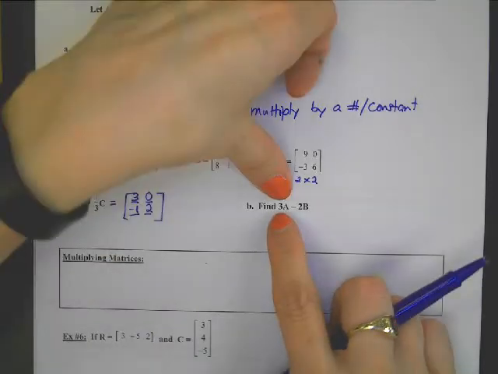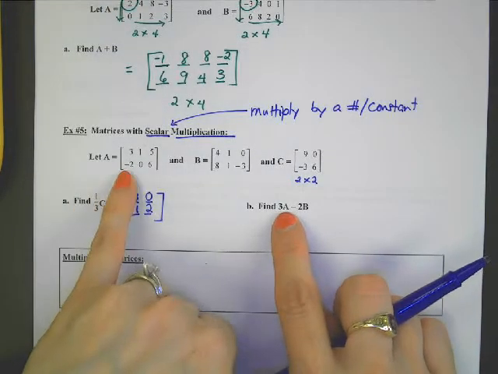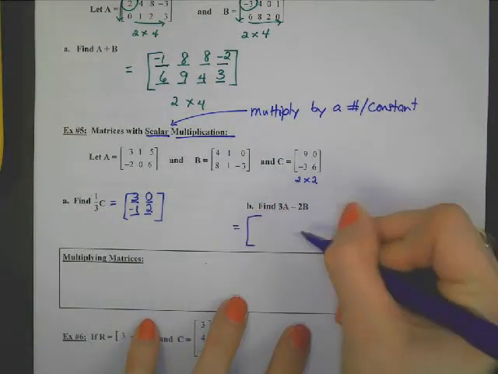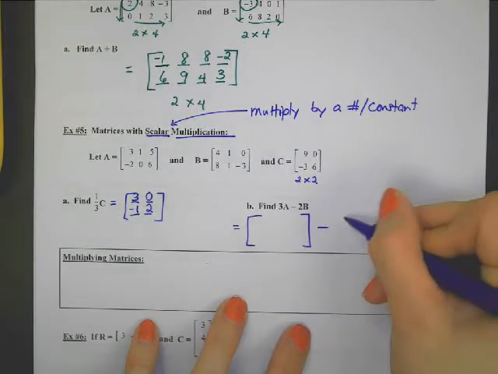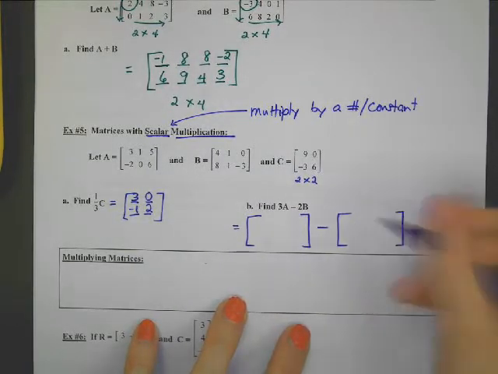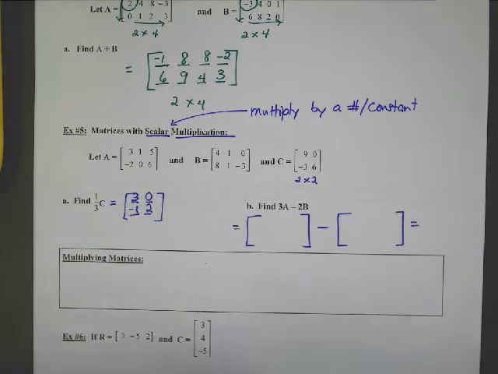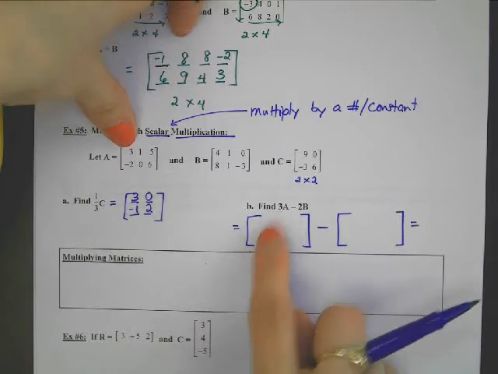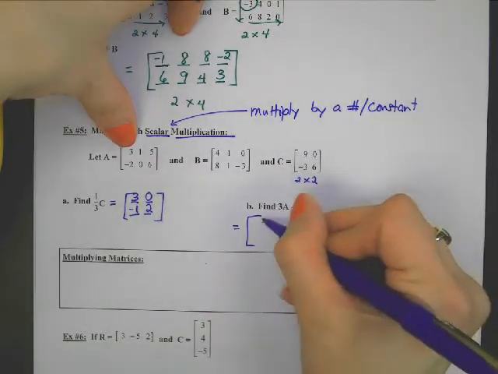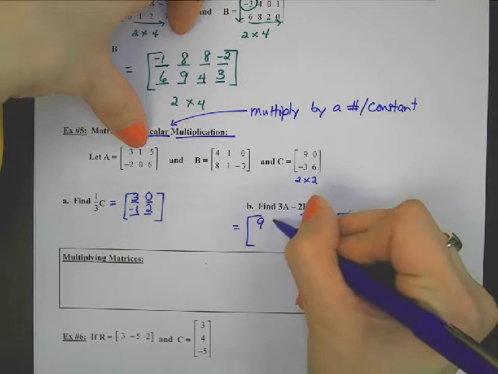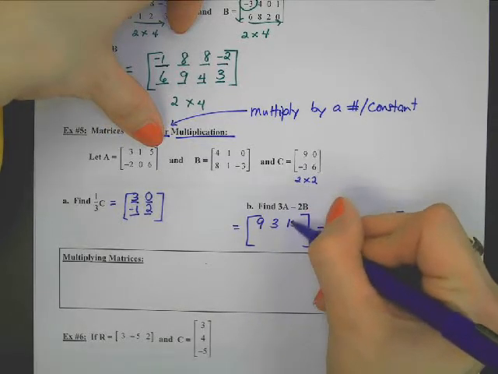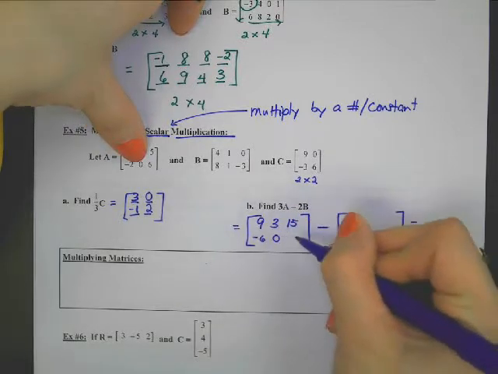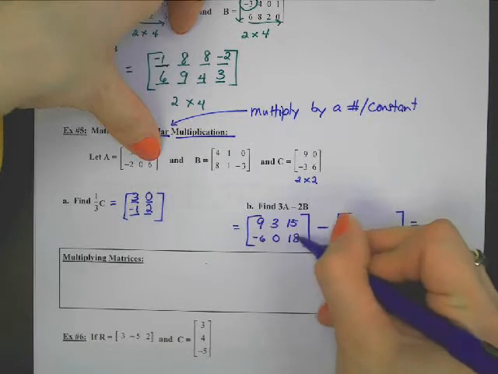This is a fun problem here. We have to do 3 times matrix A minus 2 times matrix B. So first, what you have to do is figure out the 3A matrix. Then we'll have to figure out the 2B matrix. Then we can go ahead and subtract them. So let's see. Every entry in matrix A has to get multiplied by 3. So across the top, it's going to be 9 multiplied by 3, 3, 15. Across the bottom, it's going to be -6, 0, and 3 times 6 is 18.